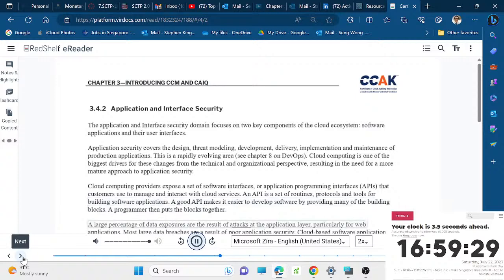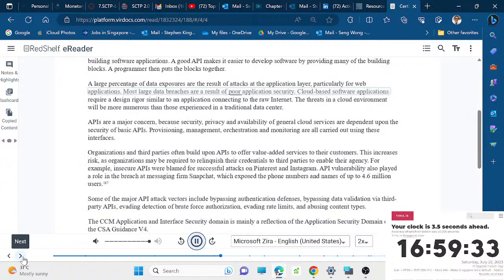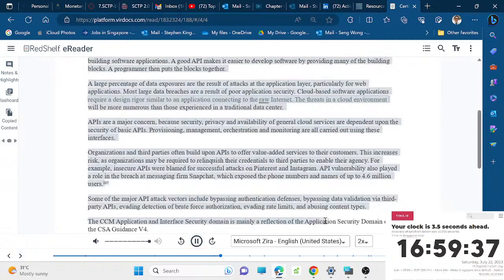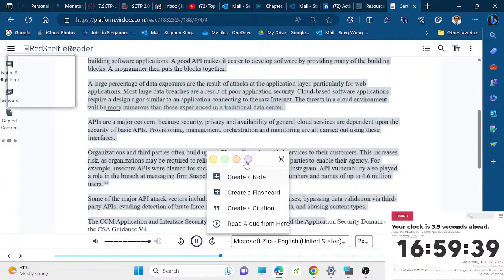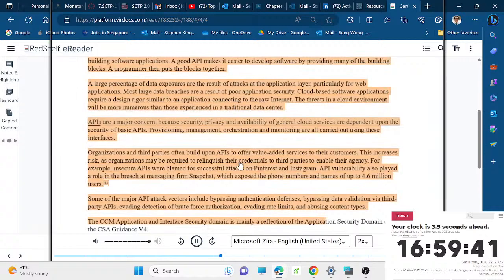A large percentage of data exposures are the result of attacks at the application layer, particularly for web applications. Most large data breaches are a result of poor application security. Cloud-based software applications require a design rigor similar to an application connecting to the raw internet. The threats in a cloud environment will be more numerous than those experienced in a traditional data center.